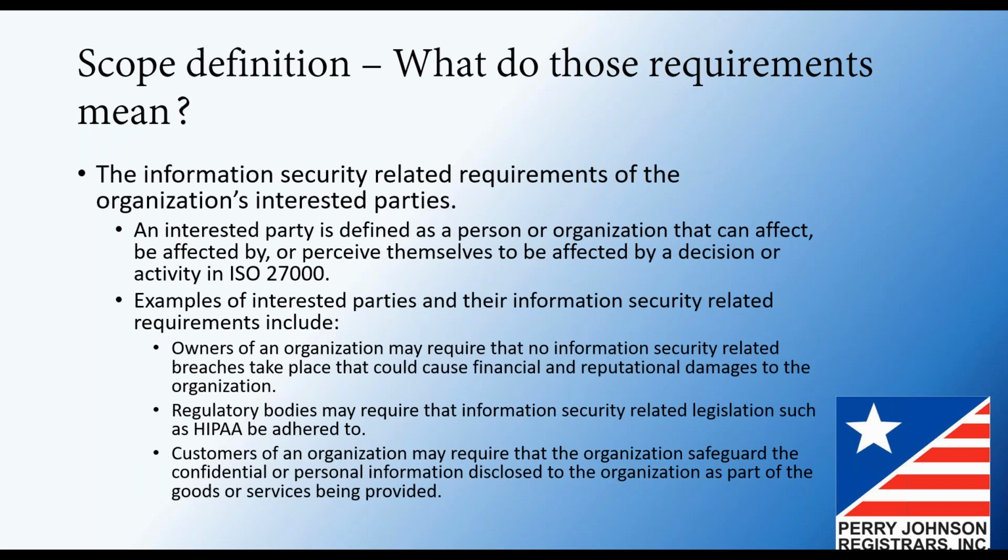Then the standard talks about information security requirements of interested parties. So an interested party is defined as a person or organization that can be affected by, or perceive themselves to be affected by a decision or activity. Some examples of interested parties and their potential requirements could include the owners of an organization. They may have a requirement that there's no information security related breaches that take place, as obviously that could cause financial and reputational damages to the company.